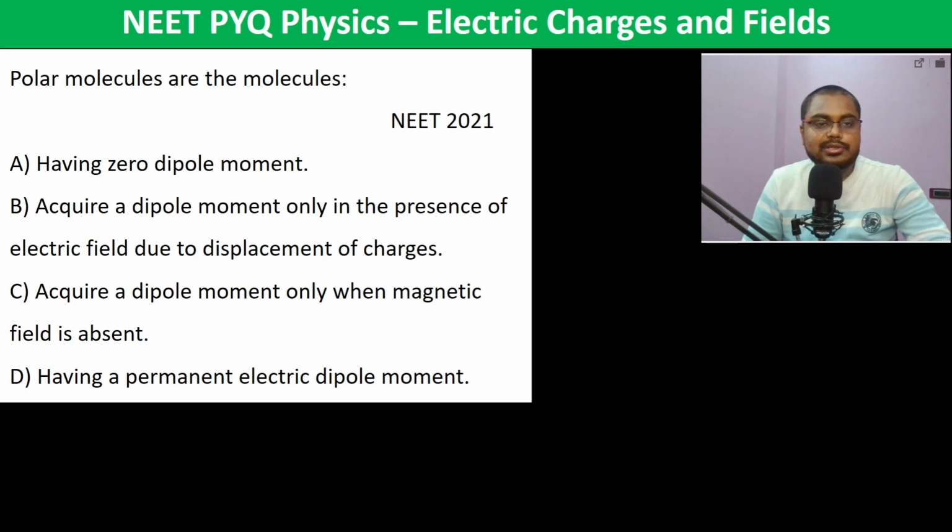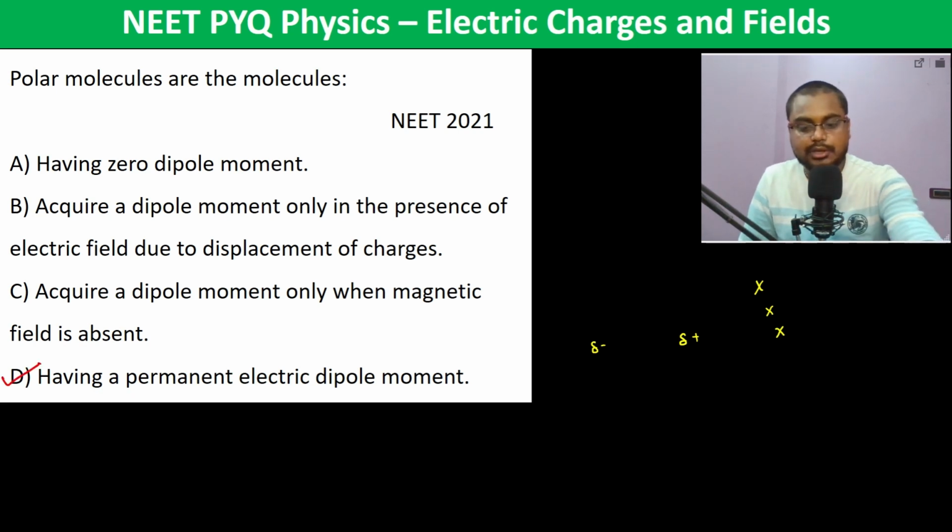Polar molecules are the molecules which have a delta negative charge and a delta positive charge. Do they have zero dipole moment? No. Do they acquire a dipole moment only in the presence of an electric field? No. They have a permanent electric dipole. Yes, they have a permanent electric dipole. D is the answer. Thank you.